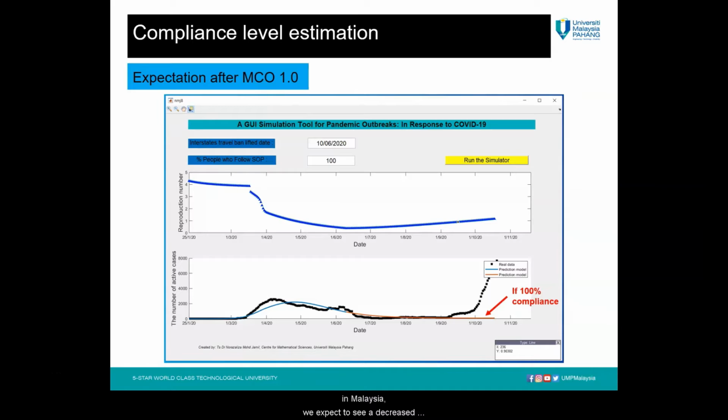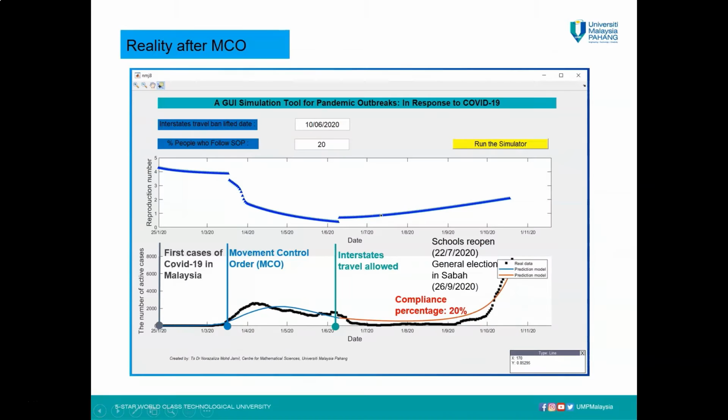For example, in Malaysia, we expect to see a decreased number of cases after the enforcement of the First Movement Control Order (MCO). However, in reality, the number of cases increased after the interstate travel is allowed on 10 June 2020. The model fitting shows that only 20% of the public follow the SOPs.